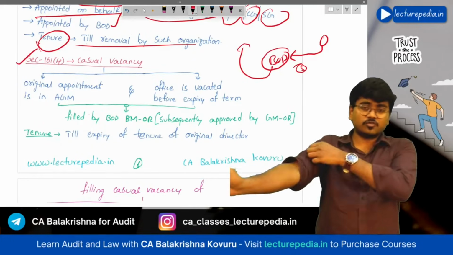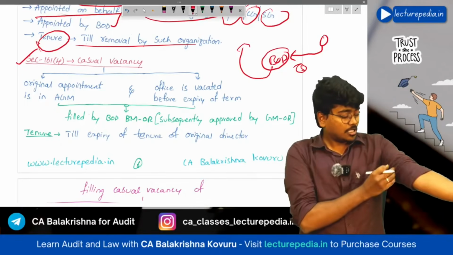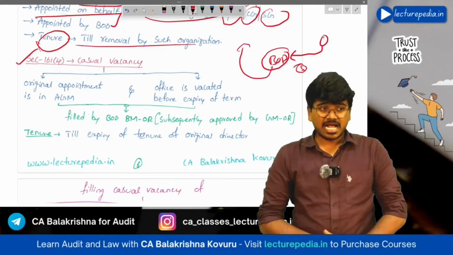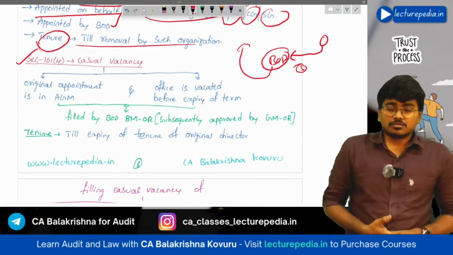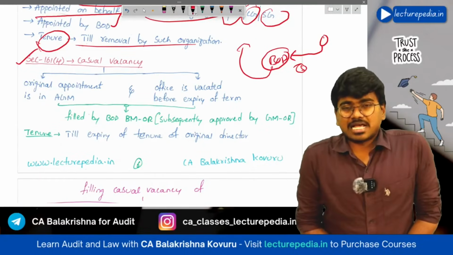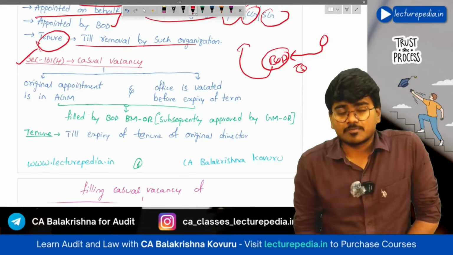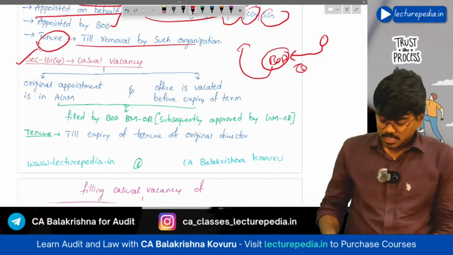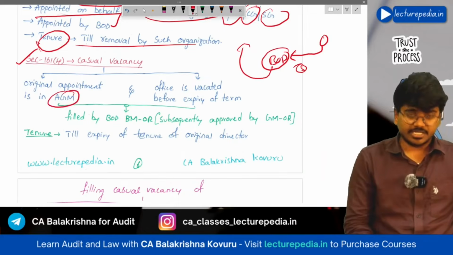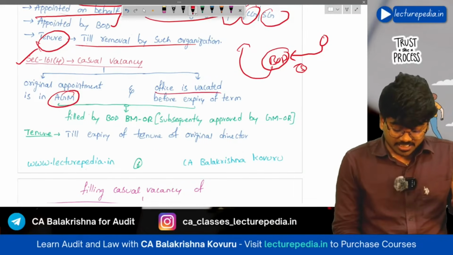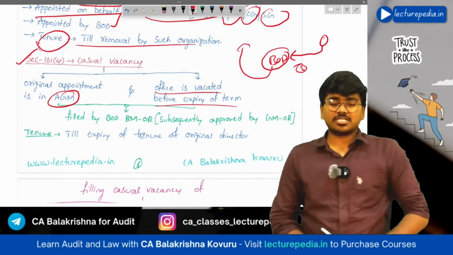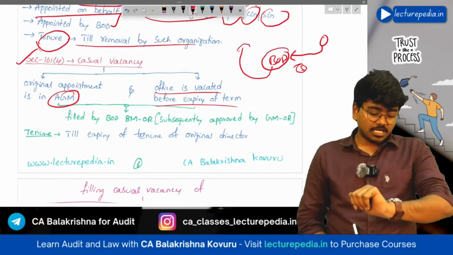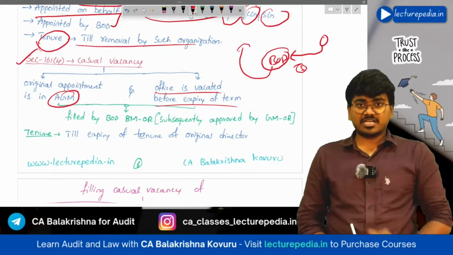Section 161 subsection 4, casual vacancy director. In order to call a particular vacancy a casual vacancy, there are two conditions that have to be satisfied. What are those two conditions? The first condition is that he has to be appointed by shareholders in the annual general meeting, and the office is vacated before expiry of the term. If these two conditions are satisfied, only then you can call that particular vacancy a casual vacancy.